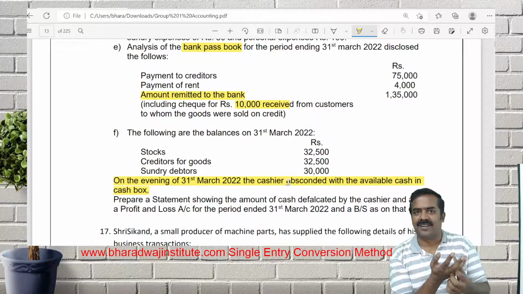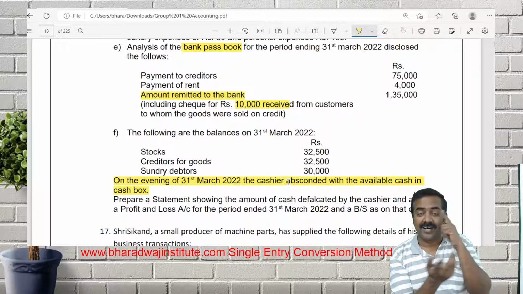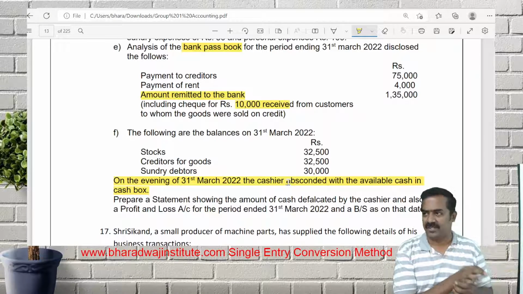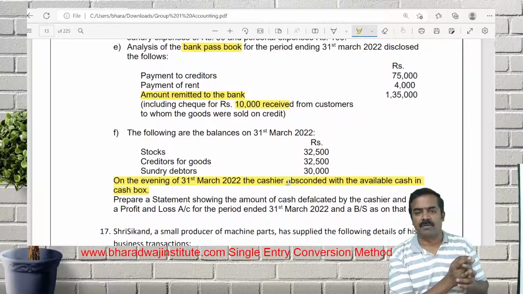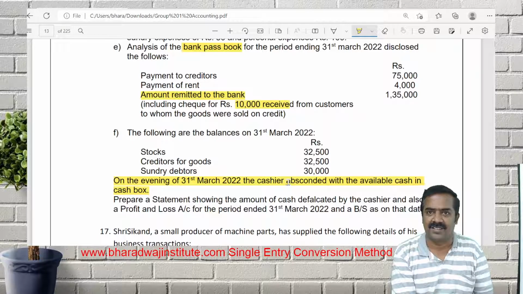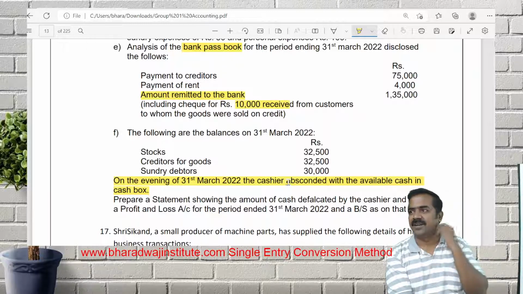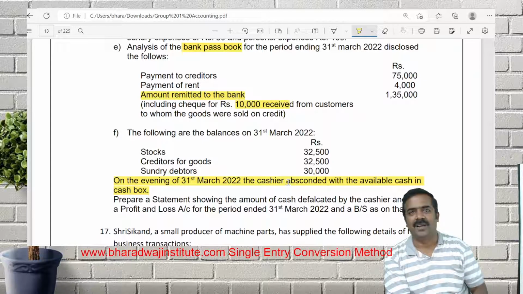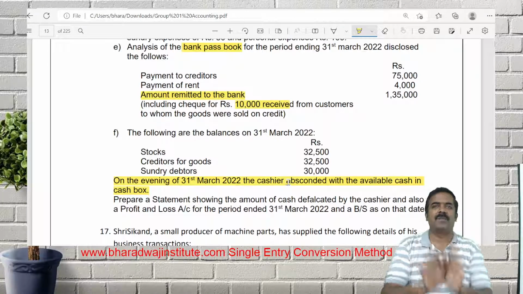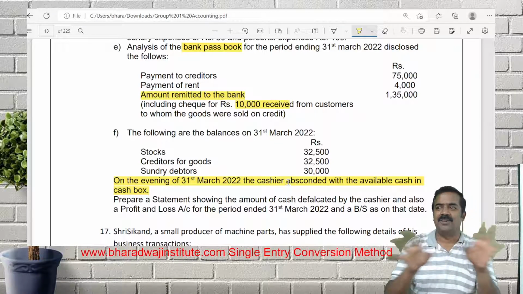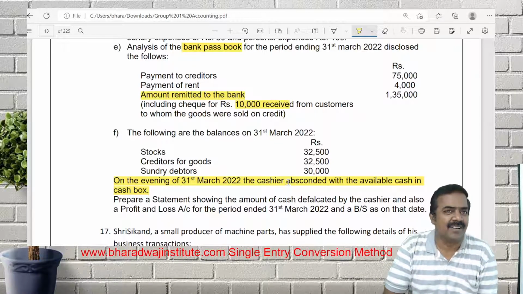no information is given regarding police cases filed, or that the cashier is not traceable. Is it told that the cashier is not traceable? No information about the cashier is available at all. So we can assume that the cash is recoverable from the cashier. If the cash is recoverable from the cashier, will you take it as a loss or as an asset? As an asset. So you can write your assumption and give the answer. But we will do that while doing the P&L account or balance sheet. For uniformity in answers in class, I'll assume that it is recoverable from the cashier.